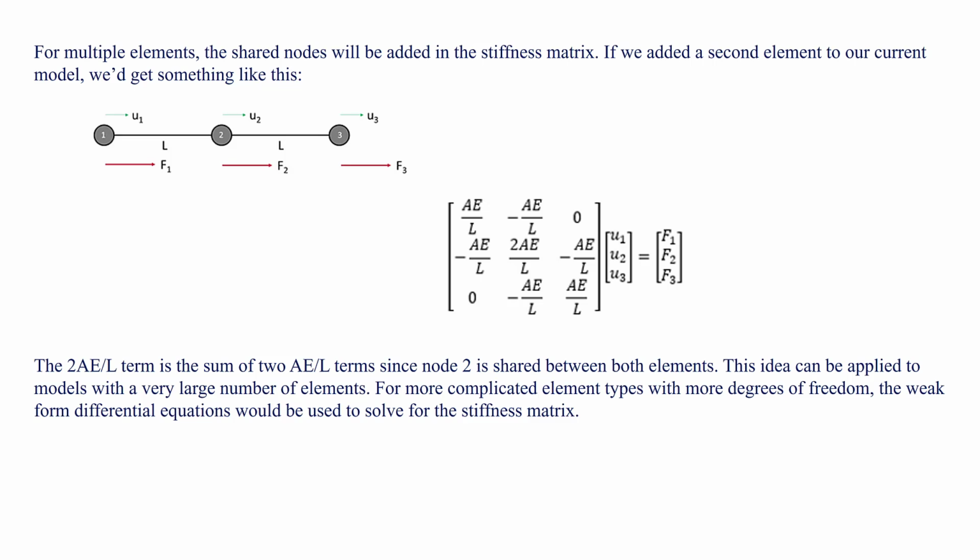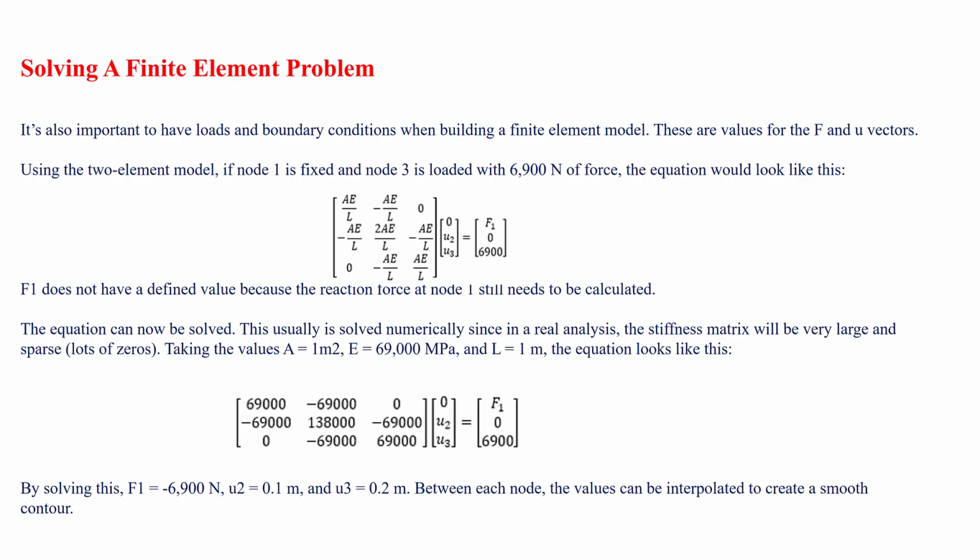If you take the same formula into account and solve for three nodal forms, the formula is like this, where the 2AE by L term is the sum of the AE by L terms, since this second node is shared between both the elements. This will be used for complex analysis as well, so it will keep on increasing. So we'll take a simple example.